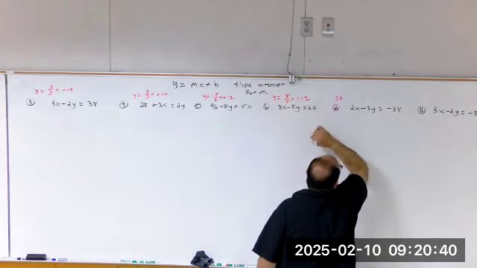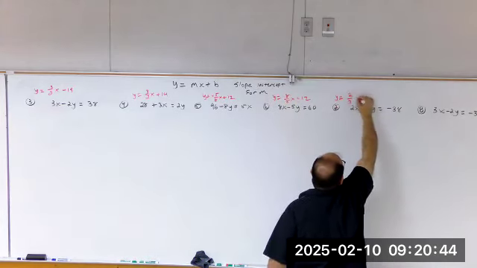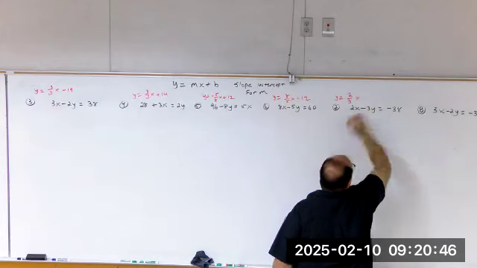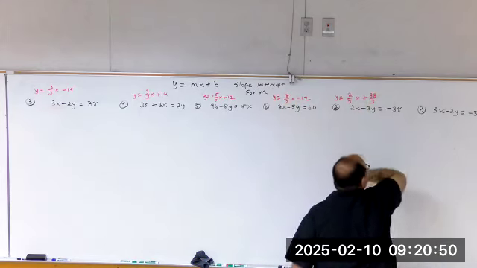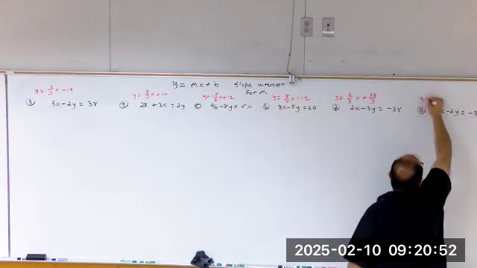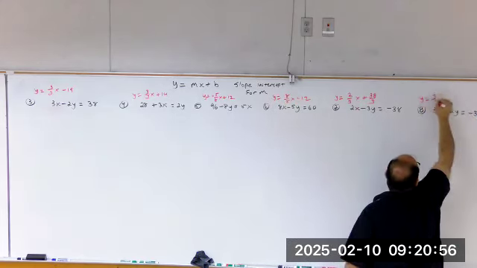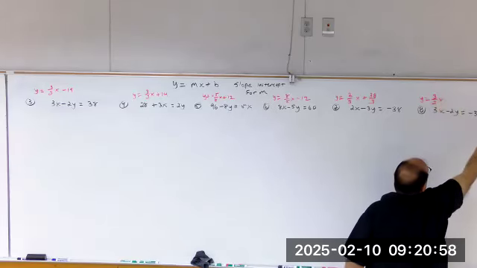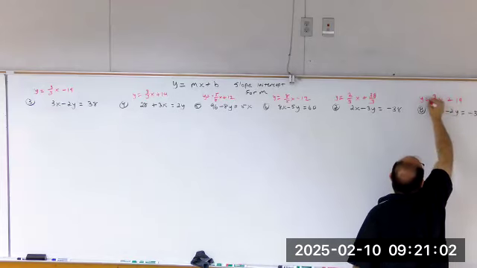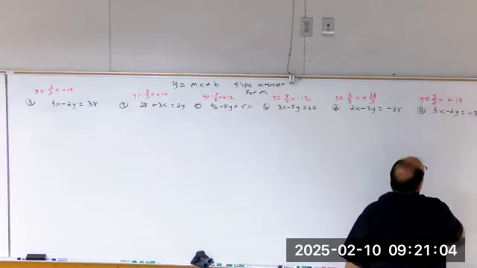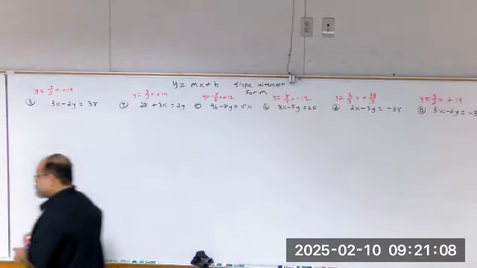Y is equal to positive 2/3 x plus 38/3. This y is equal to positive 3 over 2 x plus 19. I think those are the answers.